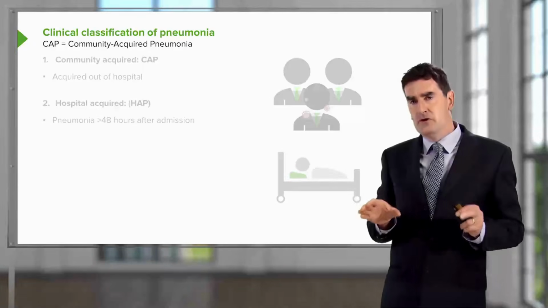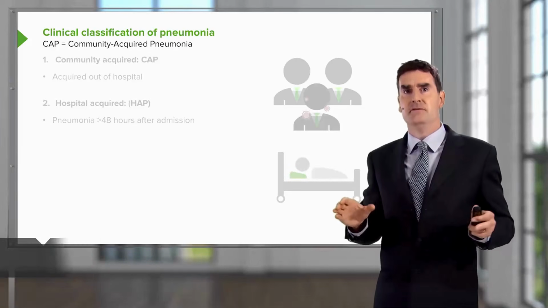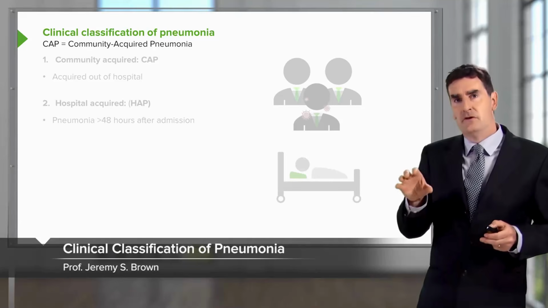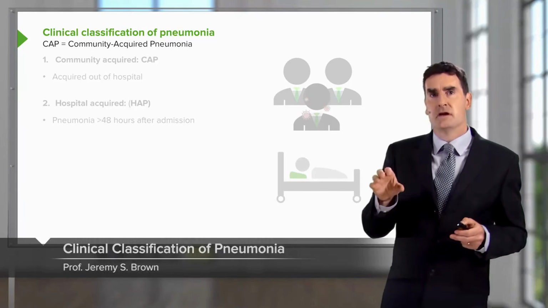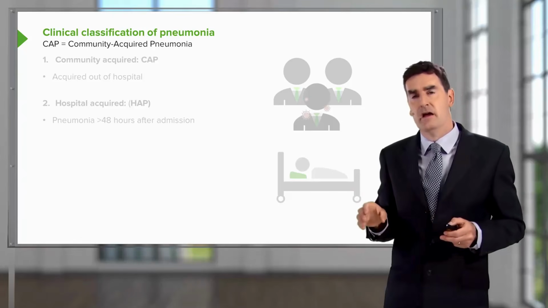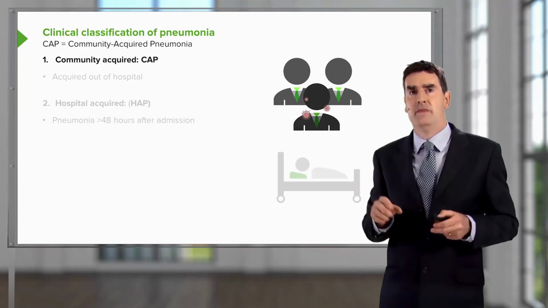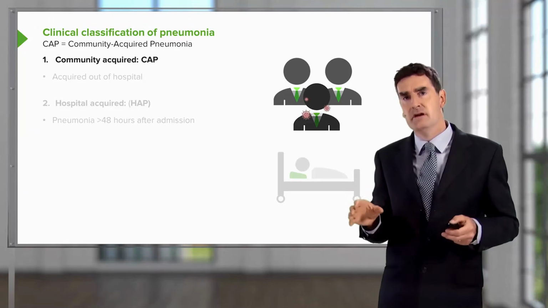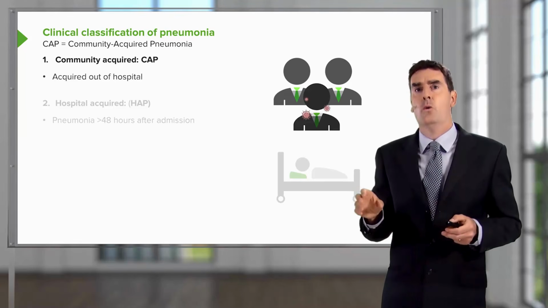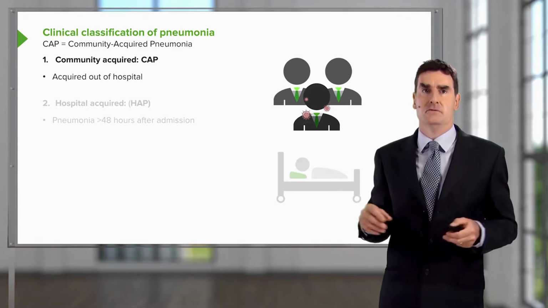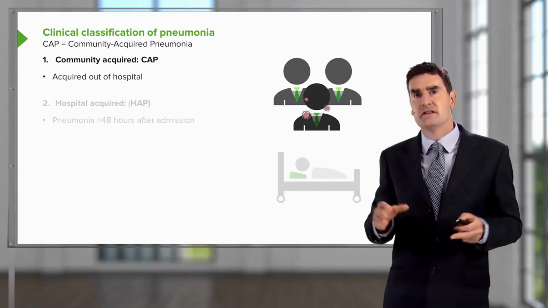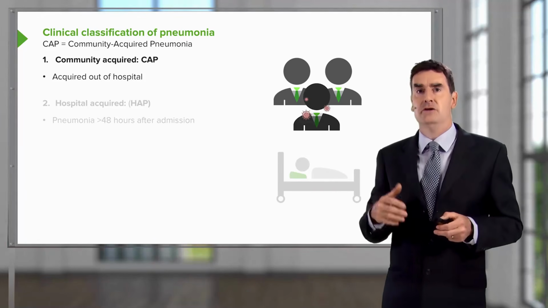So, pneumonia is classified into different types. And the first and the most important, and the subject of most of this talk today, is community-acquired pneumonia. And that is what it says in its name. It's a pneumonia that is acquired when you're living at home and not in hospital or anything else. So it's the normal standard pneumonia that you pick up in your everyday life.